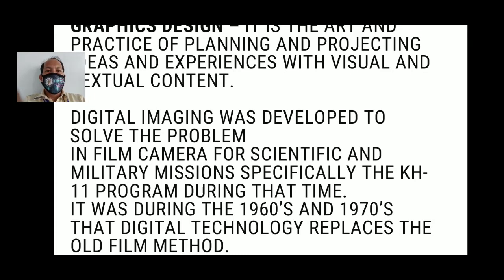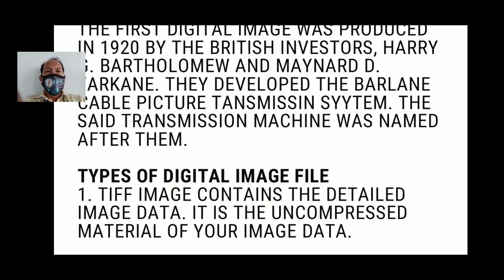Digital imaging was developed to solve the problem in film cameras for scientific and military missions, specifically the PH-11 program during that time. It was during the 1960s and 1970s that digital technology replaced the old film method. The first digital image was produced in 1920 by the British inventors Harry G. Bartholomew and Maynard D. McFarlane. They developed the Bartlane cable picture transmission system. The said transmission machine was named after them.